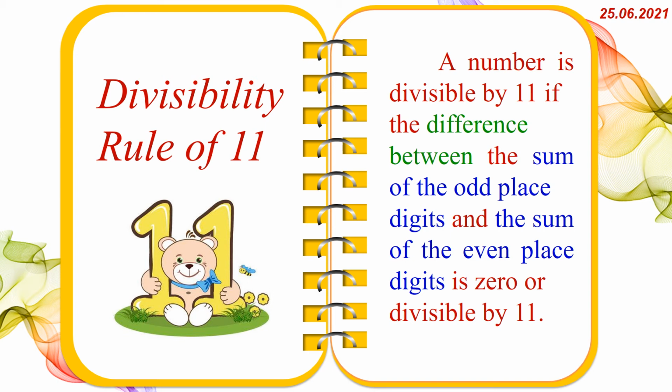Next even, odd, even. So we can start from the right-hand side. First, let us find which are the odd places and even places. Second, let us find the sum of the odd place digits. Third, the sum of the even place digits. Fourth, let us find the difference between the sum of the odd place digits and the sum of the even place digits. If the answer is 0 or a multiple of 11, it is divisible by 11. Otherwise, it is not divisible by 11.